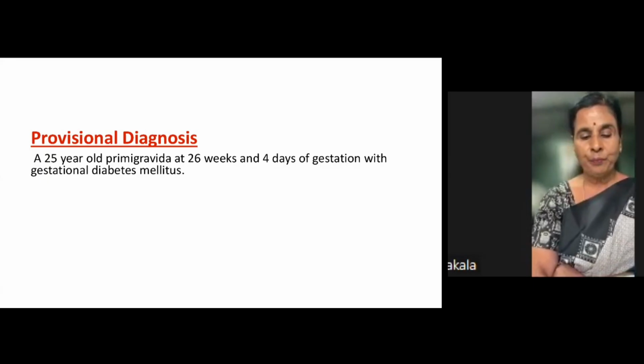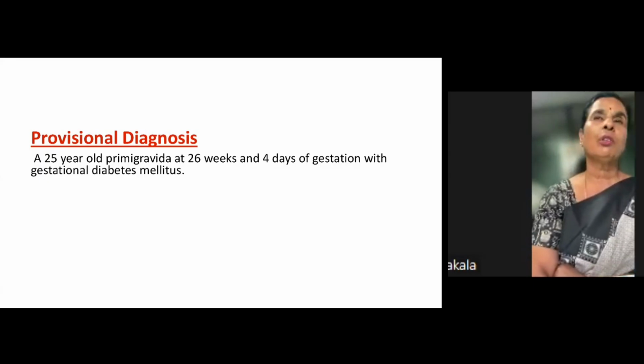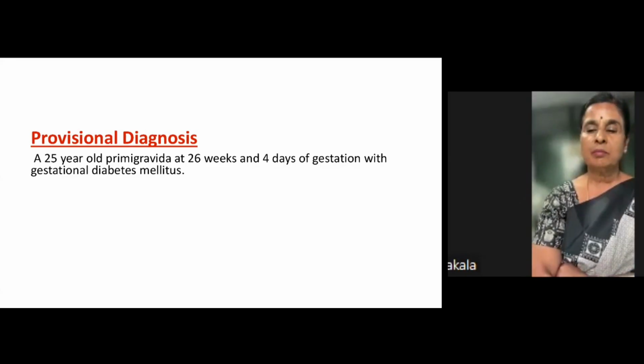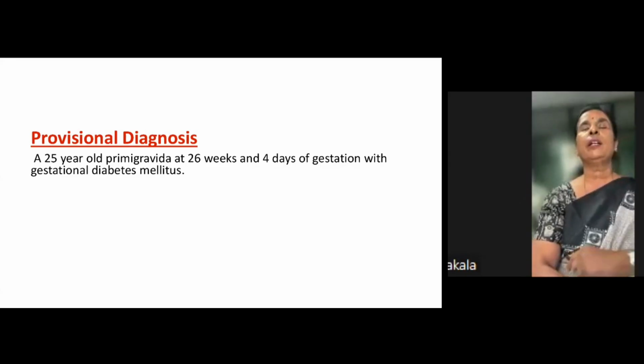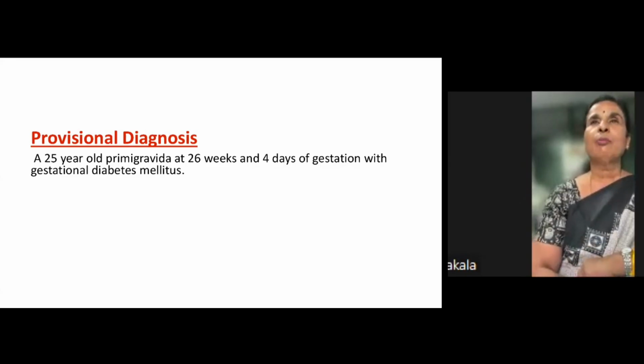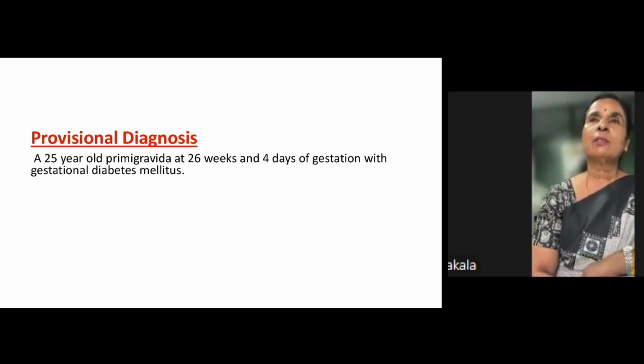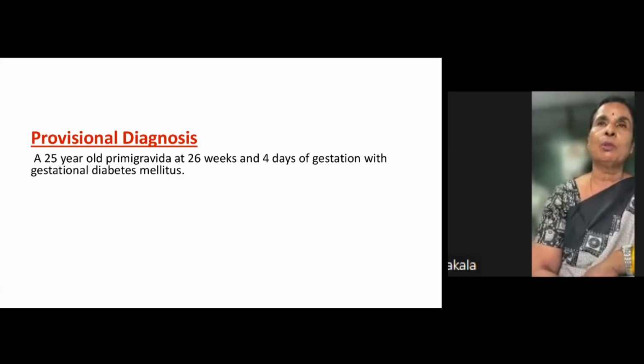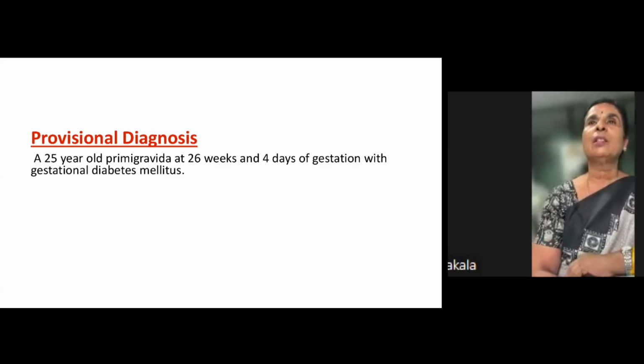Can you enumerate causes, risk factors for GDM? Risk factors for GDM. India is a country, so first the low risk. Low risk is when the age is less than 25, normal weight, no family history, no abnormal glucose metabolism.